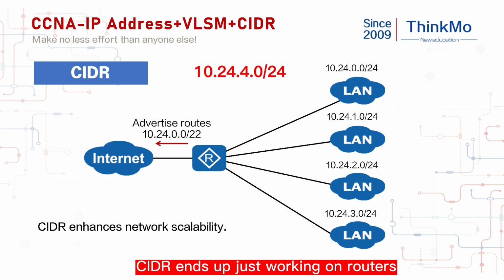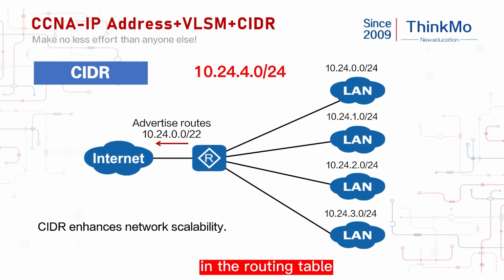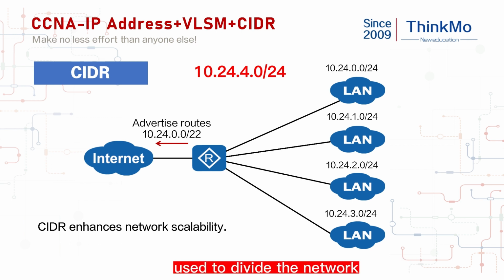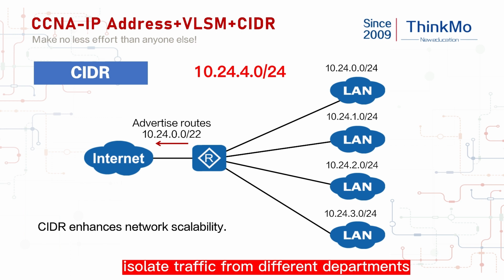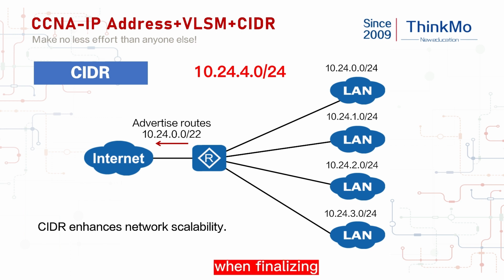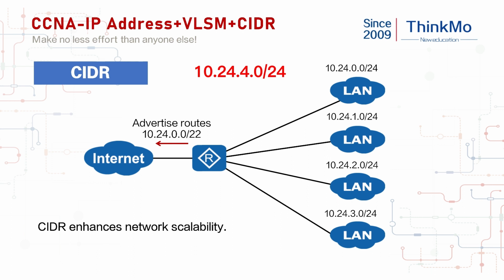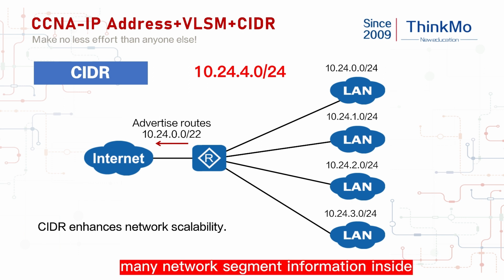CIDR ends up just working on routers, to reduce the number of entries in the routing table and optimize data forwarding. So they are actually different. VLSM is more of a role within the enterprise, used to divide the network and isolate traffic from different departments. When finalizing, to inform the outside world, that's for outside announcements, just to let the many network segments' information inside be told to others in a more streamlined way.